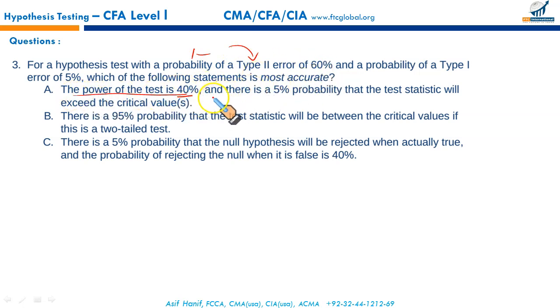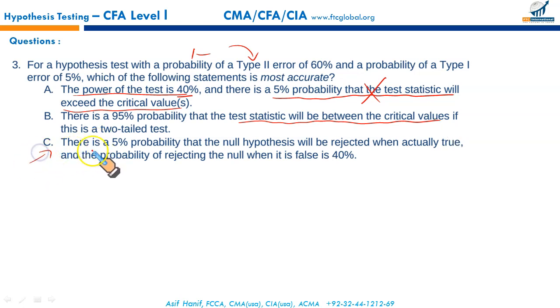But look at the remaining part of the option. And there is a 5% probability that the test statistic will exceed the critical values. This is not always true, since the null may be false and the probability of rejection is unknown. So we can't say that. B: There is a 95% probability that the test statistic will be between the critical values if this is a two-tailed test. Again, it is not necessarily true. The reason being that the null may be false and the probability of rejection is unknown.